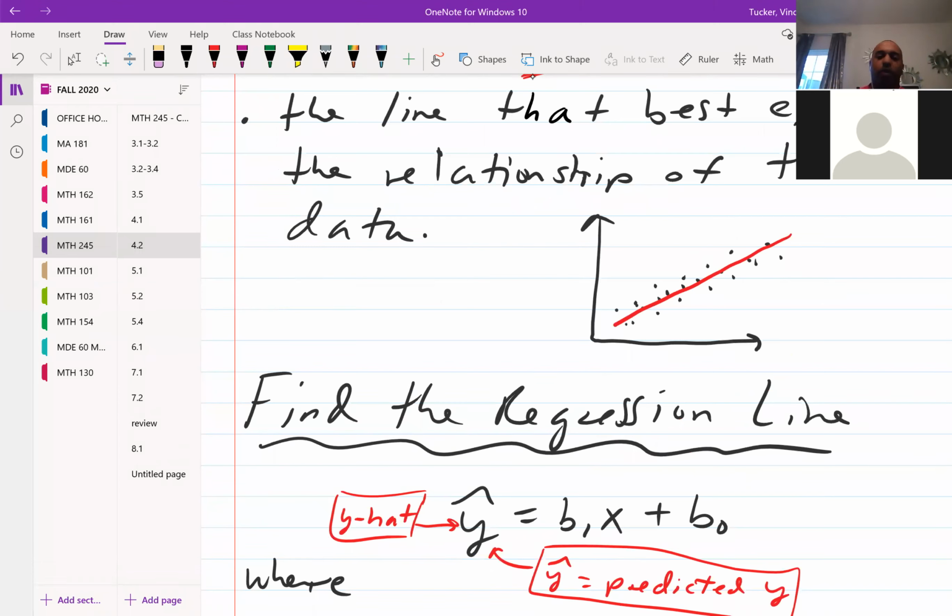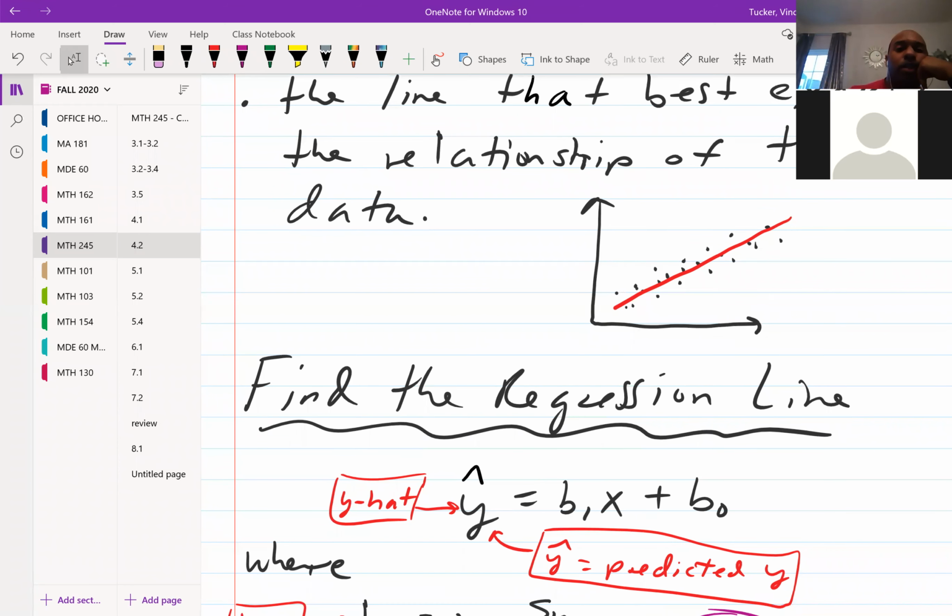All right, finding the regression line. We have an equation for that, in which we'll be able to use this equation to predict data or predict outcomes. We use this previous observed information to predict outcomes.